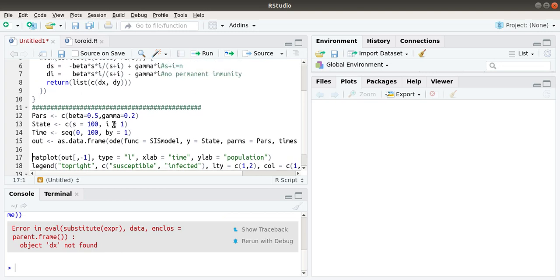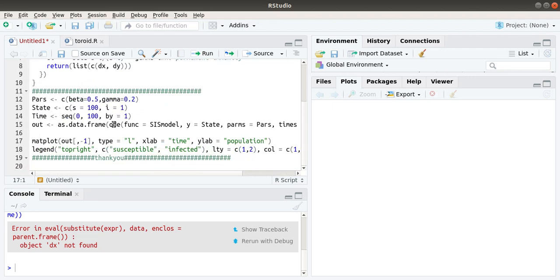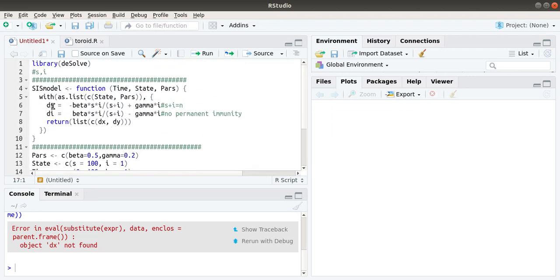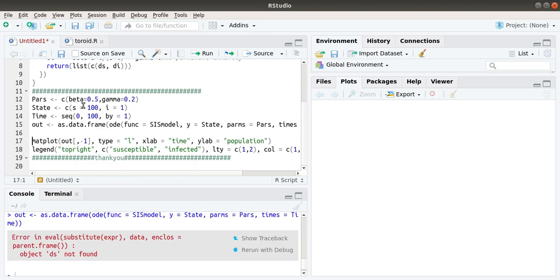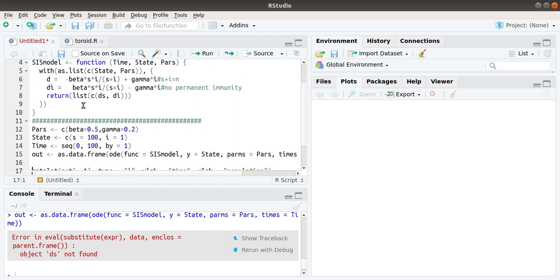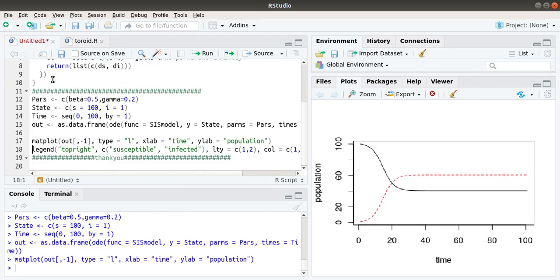Before that, let me check some things. Okay, I will name it as dx and dy itself. Here ds and di. Okay, that was the error. Also they are showing some problem with this. Oh, here I should add the s. Okay, now you can see.